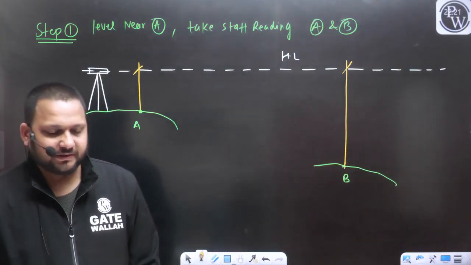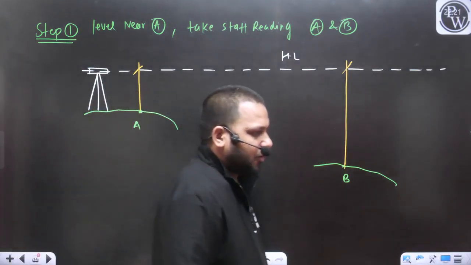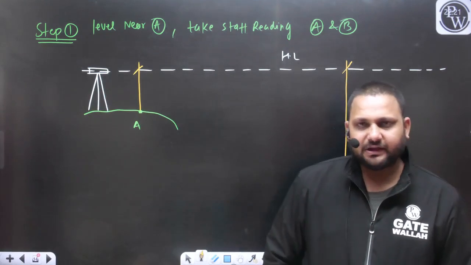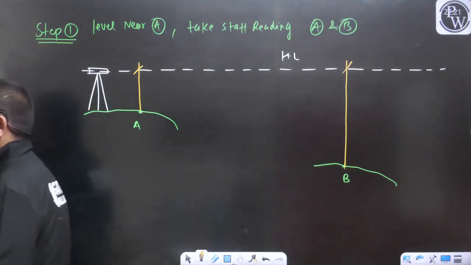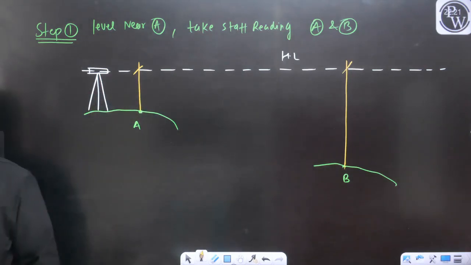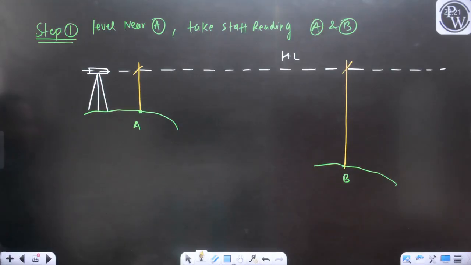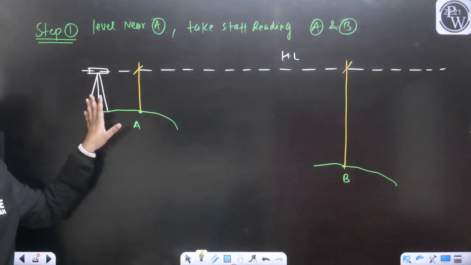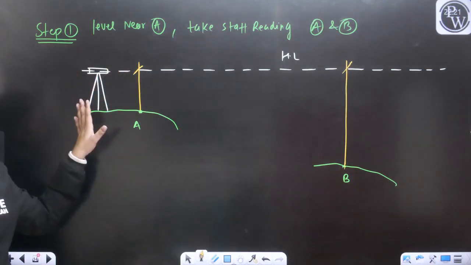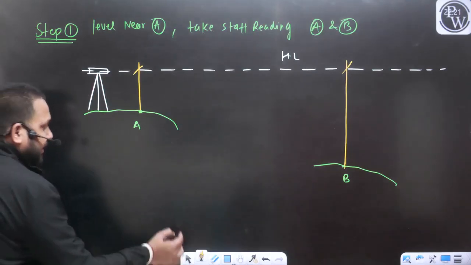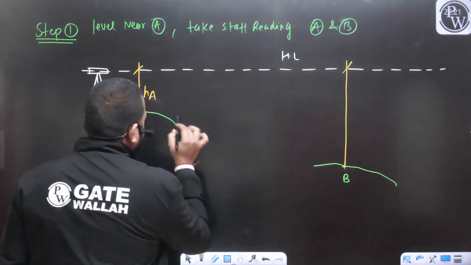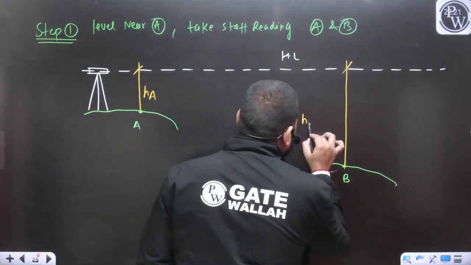So let's focus on how we can perform reciprocal leveling. In step 1 of reciprocal leveling, what will we do? Listen carefully. We will place the instrument near A. As you can see, we have placed our level instrument near A, and now we will take these two staff readings. Let's say this staff reading is HA and this staff reading is HB.